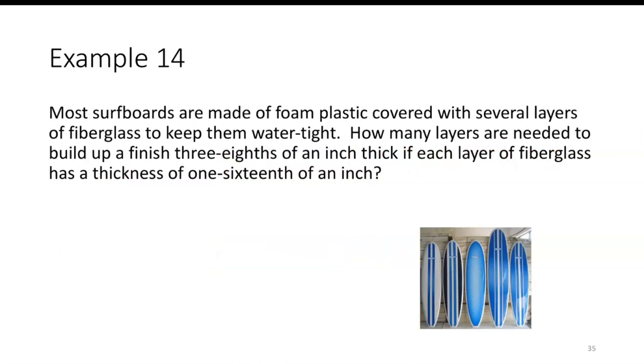All right, couple applications. Most surfboards are made of foam plastic covered with several layers of fiberglass to keep them watertight. How many layers are needed to build up a finish 3/8 of an inch thick if each layer of fiberglass has a thickness of 1/16 of an inch? So I want to end up with 3/8, and each layer is 1/16. So you can think of that as 6 over 16 divided by 1 over 16. That comes out to be 6 layers. So you would need 6 layers to build up a finish that's 3/8 of an inch thick.